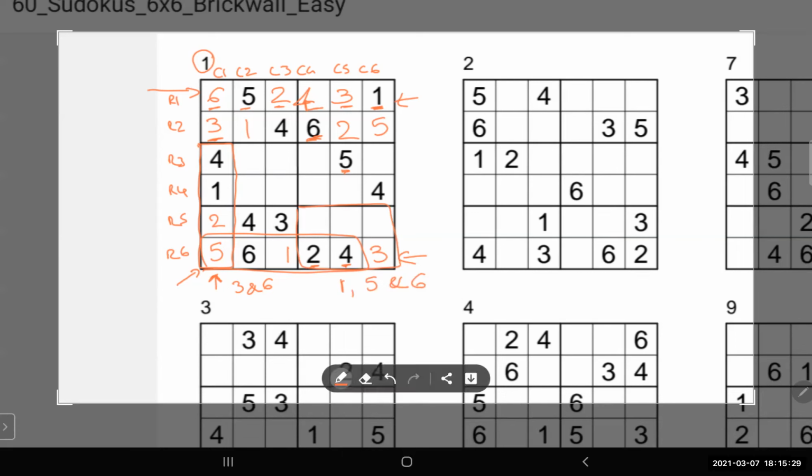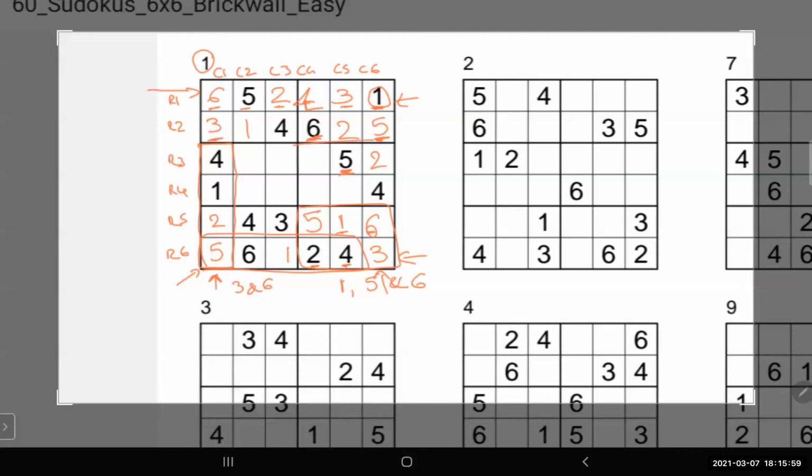1, 5, and 6. I have 5 here. Can I have 5 here or here? No, sir. So this is 5. And I have 1 here. So this has to be 6 and this has to be 1. And look at this column now, the last column, C6. You have 1, 3, 4, 5, 6. What is the missing number? 2, sir. Okay.